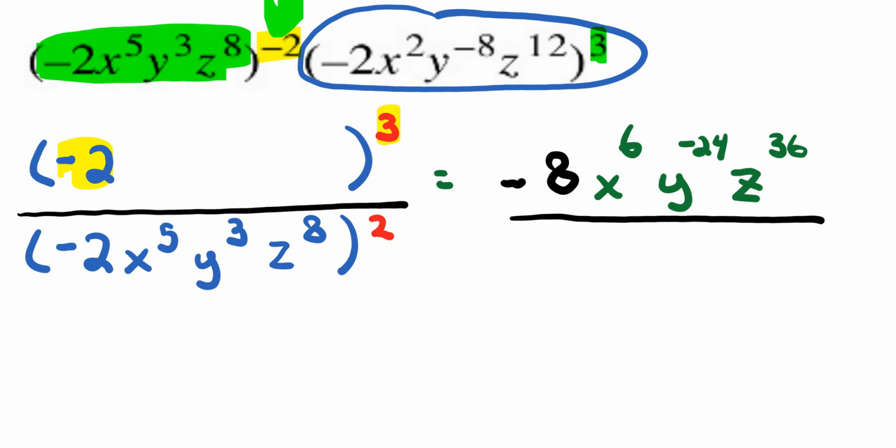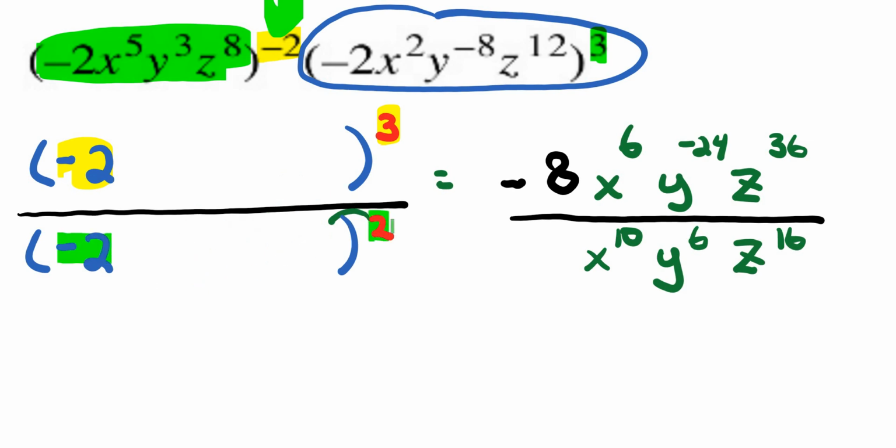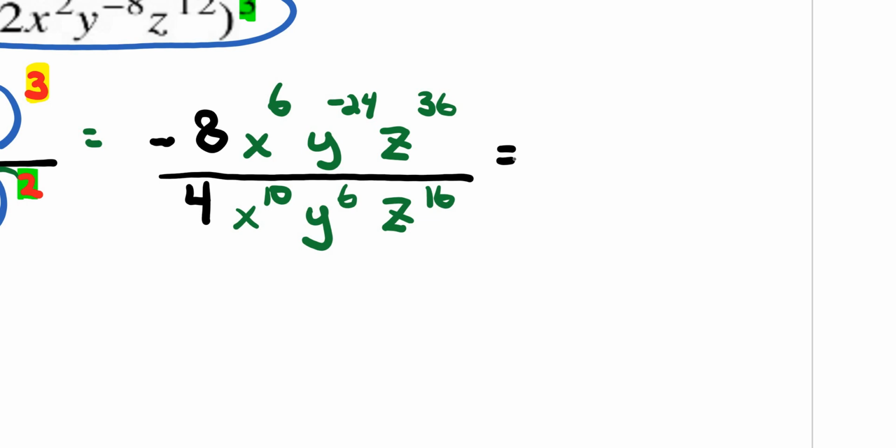All divided by, okay, so 8 times 2 is z to the power of 16. 2 times 3 is y to the power of 6. And 2 times 5 is x to the power of 10. And then if I erase all this, I have negative 2 to the power of 2, which is negative 2 times negative 2, which is just 4. Alright, so this is a great multi-step kind of a problem here. So now I have negative 8 divided by 4, which is going to be negative 2.